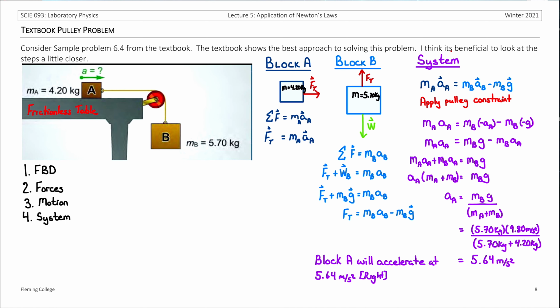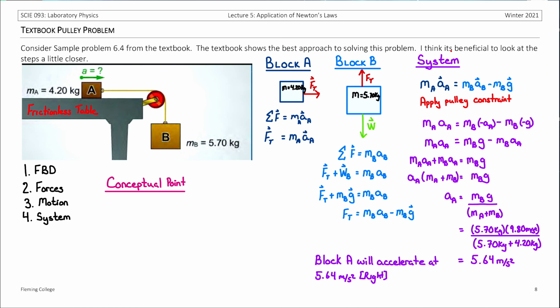This problem highlights the importance of understanding the acceleration constraint caused by a pulley and string, and the importance of being very comfortable with all of our algebra steps, including factoring. One of the conceptual things that arises here is an understanding of how these objects move. Block B has a weight and is free to move. Without the string, it would fall as in a previous free fall problem. With the string, it's connected to another mass, and that mass will reduce the amount of motion.